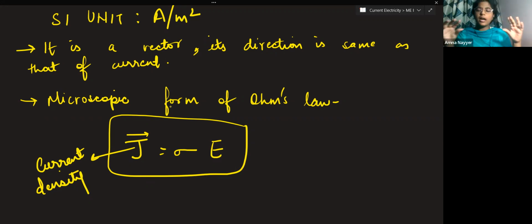In case of Ohm's law, what do we have? We have the full wire. We have the voltage across its ends. We have the current flowing through it. So V is proportional to I. So that is the macroscopic form. That is in a full range scope.